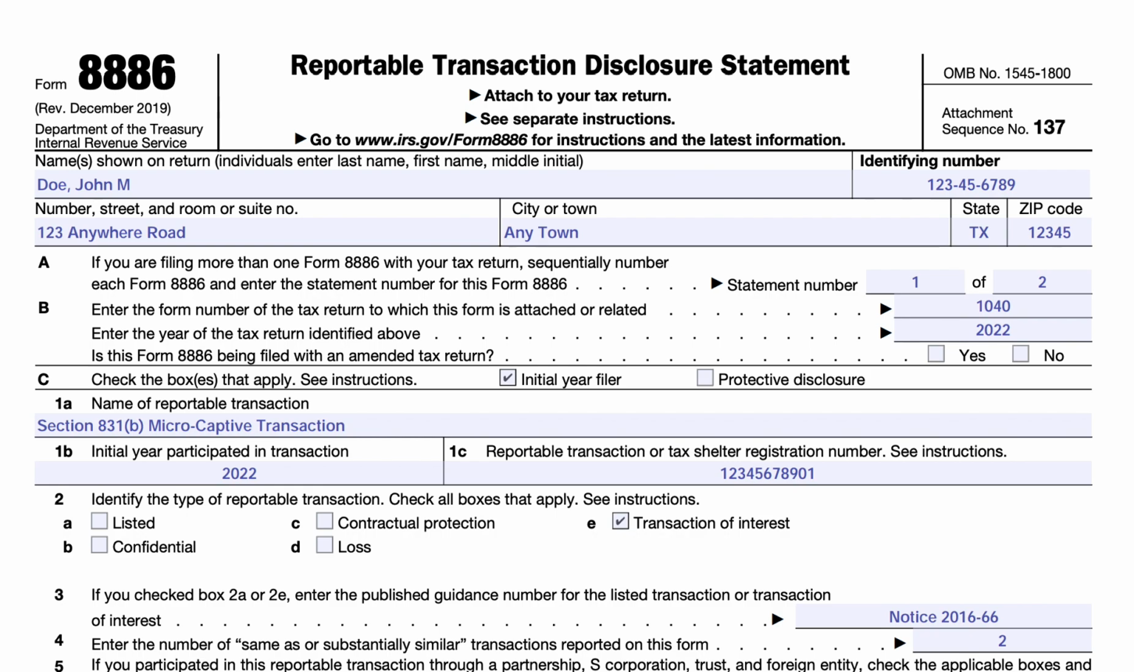Over IRS Form 8886, the Reportable Transaction Disclosure Statement. Before we get too far into this tax form, we should probably better understand what it's used for.